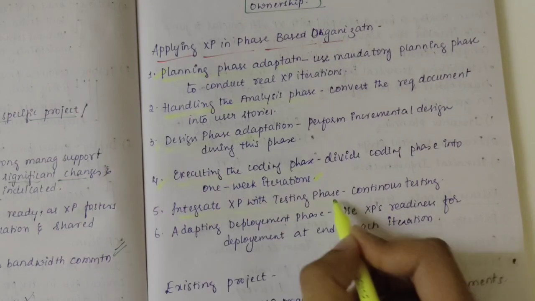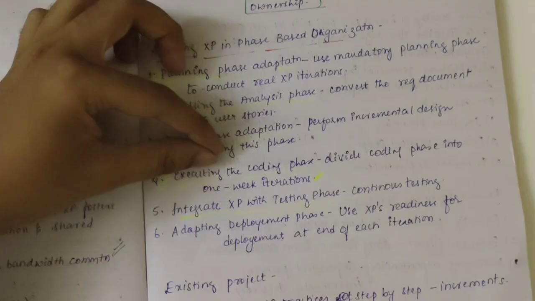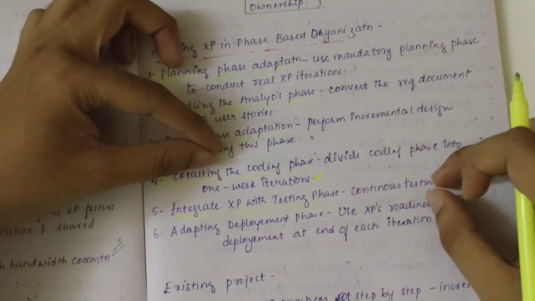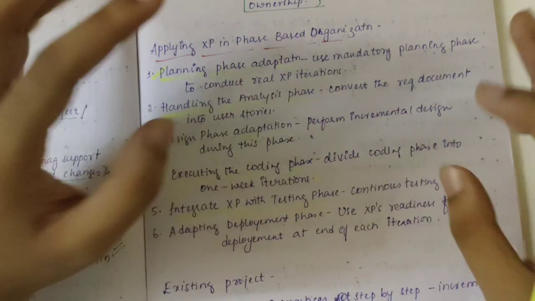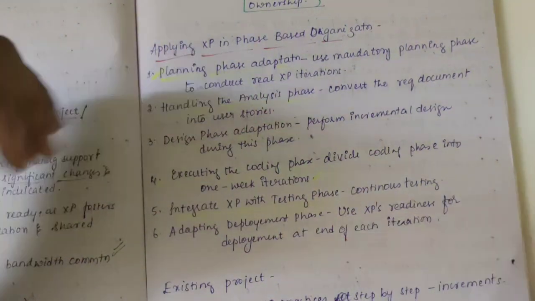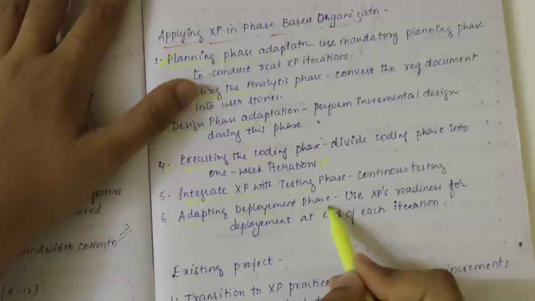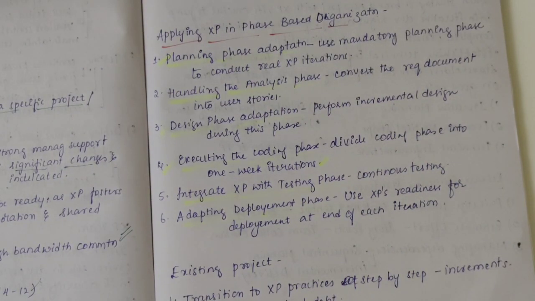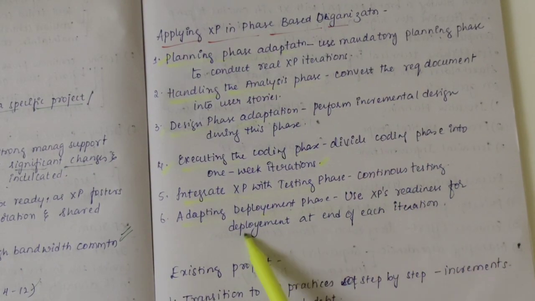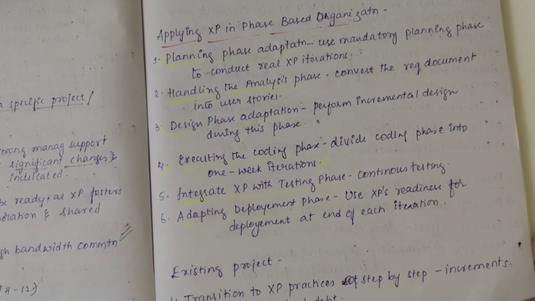Then we have integrating XP with the testing phase. That is, once we write the code here, we should make sure that it is tested here. So testing is a continuous process which happens along with the coding phase. Then we have adapting the development phase. After performing the testing, you use XP's readiness for deployment at the end of each iteration.